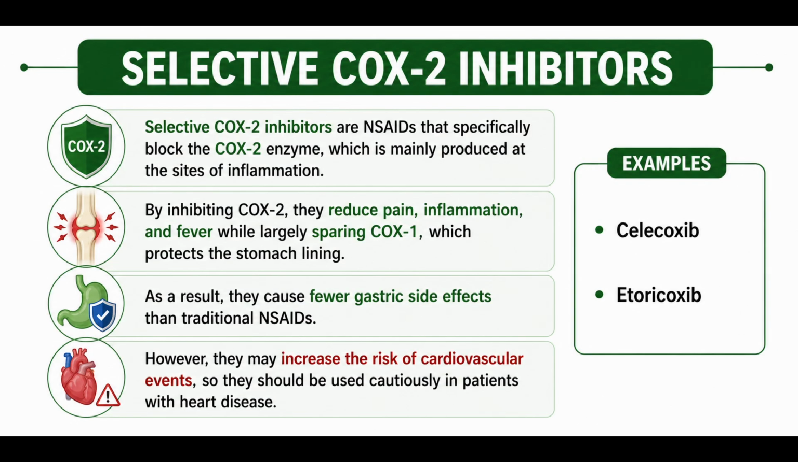Second are selective COX-2 inhibitors. These are NSAIDs that specifically block the COX-2 enzyme, which is mainly produced at the sites of inflammation. By inhibiting COX-2, they reduce pain, inflammation, and fever, while largely sparing COX-1, which protects the stomach lining. As a result, they cause fewer gastric side effects than traditional NSAIDs. However, they may increase the risk of cardiovascular events, so they should be used cautiously in patients with heart disease. Examples are celecoxib, etoricoxib, etc.